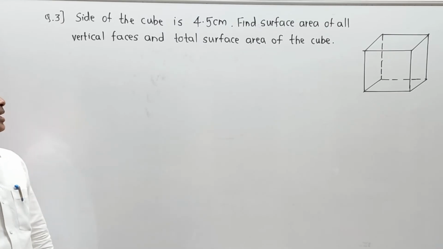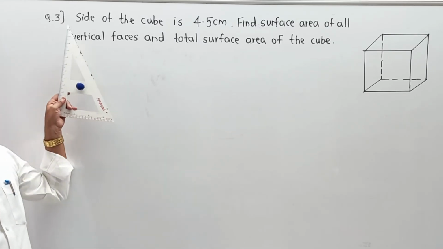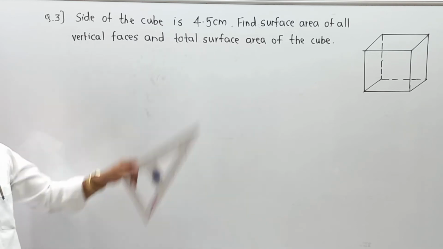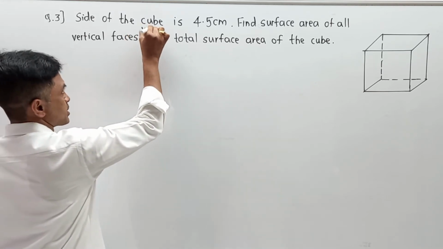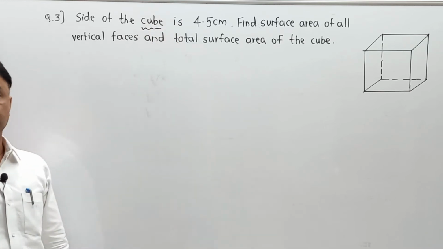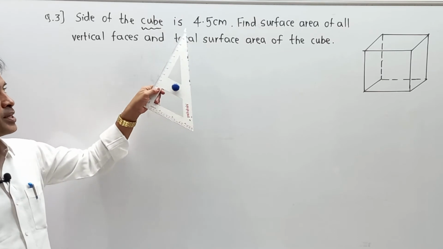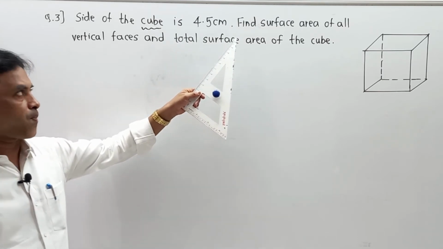Moving to question number 3, and the part is, side of the cube is 4.5 centimeter. Side of the cube means in a diagram they have given us a cube where length equal to breadth equal to height, all are equal. Side of a cube is 4.5 centimeter.